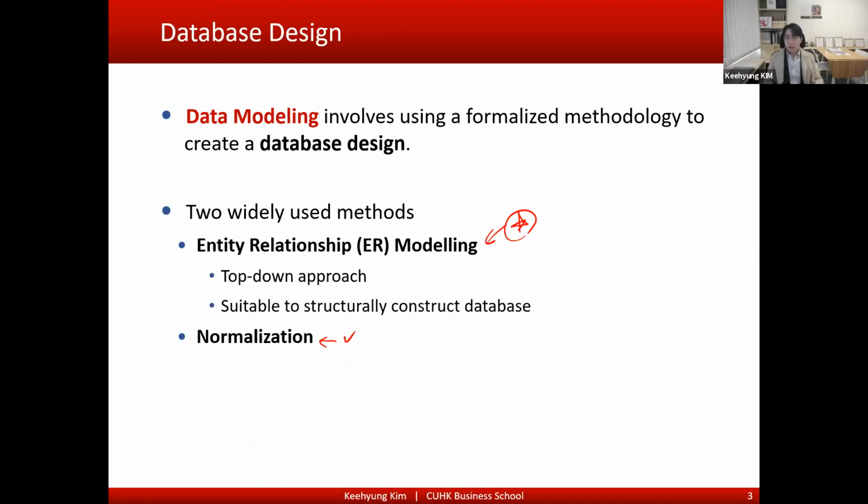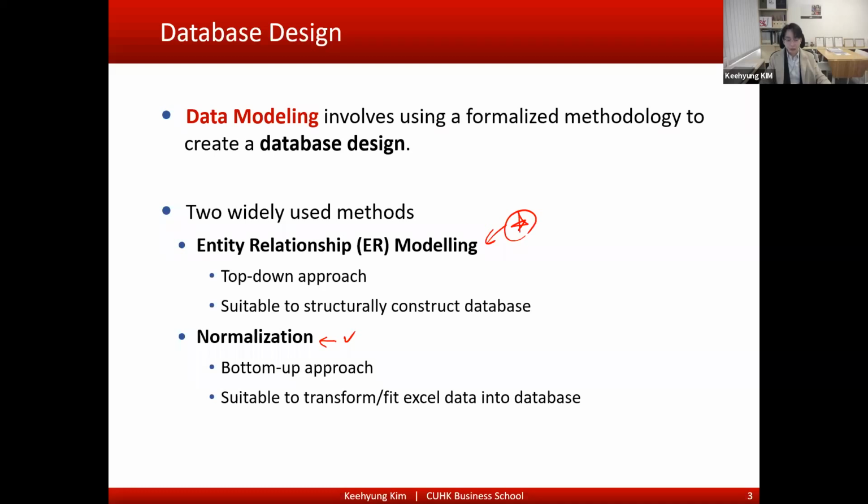Entity relationship modeling itself is actually a top-down approach, so it's suitable to structurally construct a database. When you have nothing and you want to build a new database system, then you have to do entity relationship modeling. We are going to talk more about that later. And normalization is actually a bottom-up approach because it starts from the data. You already have data stored in an Excel file, and you want to change the format of that data to better fit the database system. That's why we use normalization.